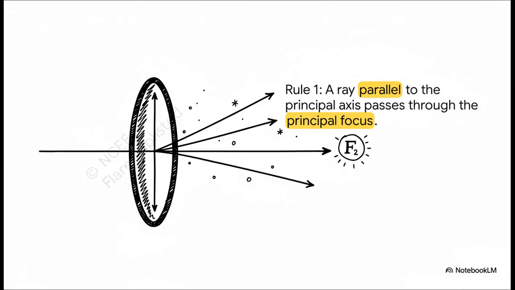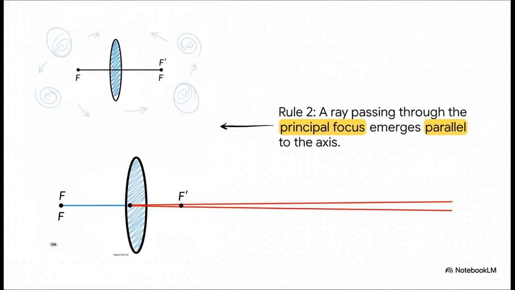What's so amazing about this first rule is just how predictable it is. Any ray of light that comes in parallel to that main center line, the principal axis, it will always get bent by a convex lens and pass right through the principal focus, F2. Just remember this: parallel in, through the focus out. It's really that simple.